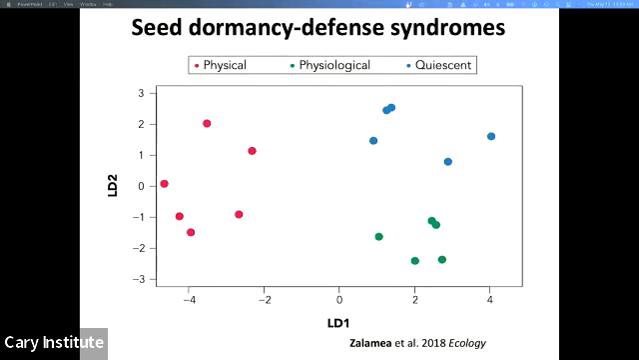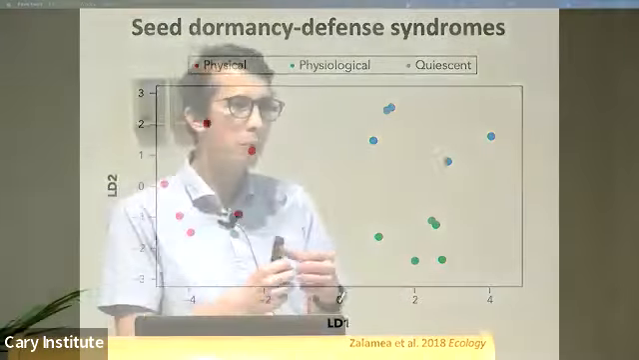So those are impermeable seeds that need to break that impermeability to then germinate, or they can be physiologically dormant. And so they will need some cascade of chemical reactions to break dormancy to then germinate, or they can be quiescent or non-dormant at all. So ready to germinate as soon as they land on the ground and conditions are adequate for germination.